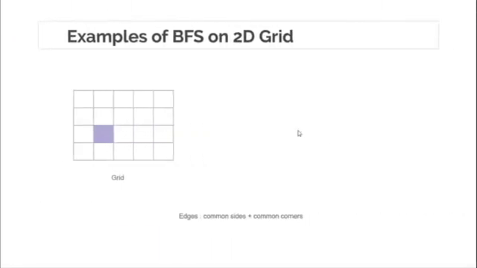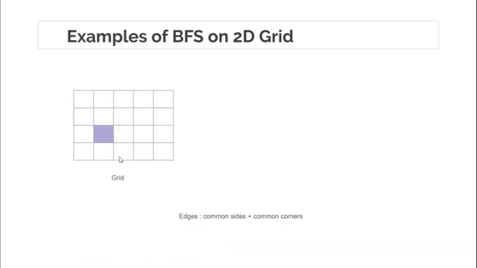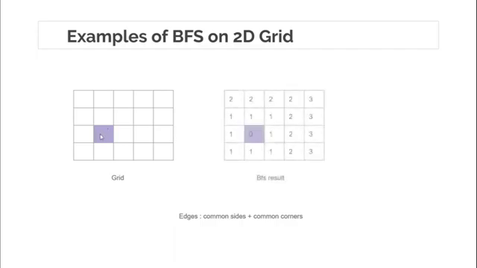If I show you another example where now common sides as well as common corners are considered to be edges, that means from this cell you can move up, down, left and right, as well as to these corner cells. From here you can move here now. So basically from here you can move in all 8 directions. So if you apply BFS considering this cell as your source cell, then the BFS result looks something like this.